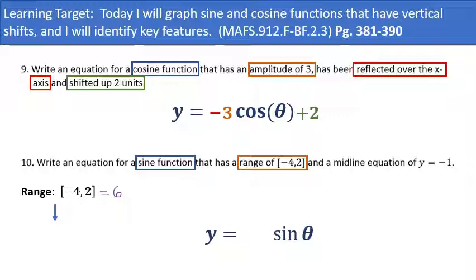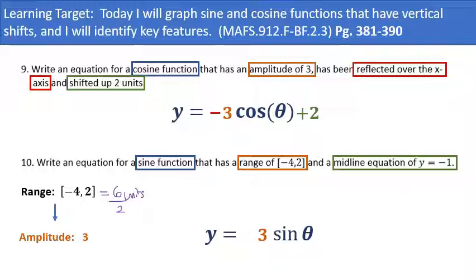Now remember, that range is the maximum and the minimum. The amplitude is always half of that. It's the distance from the midline to the max or the min. So all you got to do is cut this in half to find the amplitude. So if the range is -4 to 2, a total of 6 units, then the amplitude has to be 3. 6 divided by 2 is 3, and if you know that, you throw a 3 out front.